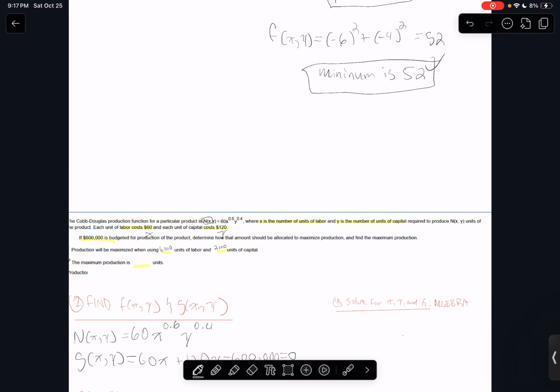And in terms of finding the maximum production, which is this here, we're going to plug our x, y values into this equation here. I'm sure you guys can do this with the calculator. Just make sure you round to the nearest integer. And when you plug that in, you're going to get 231,982 units.